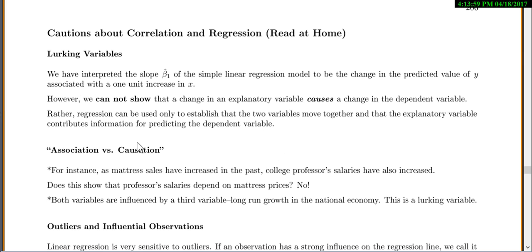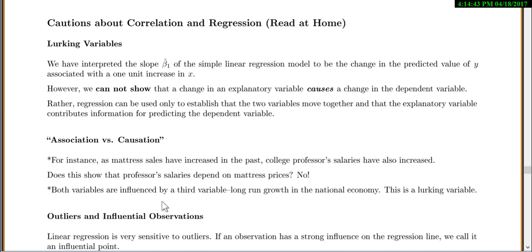So for instance, we have this called association versus causation. For instance, as mattress sales have increased in the past, college professor salaries have also increased. Now, does this show that professor salaries depend on mattress prices, or increasing a mattress price causes a college professor salary to go up? No, that would be silly. Both variables are influenced by a third variable, a lurking variable, which is long-run growth in the national economy. So this is just our lurking variable. So just because we have a nice association, even if our points are really close in line, it doesn't mean that x is causing a change in y. It just means that they're related. Now, sometimes there is actually x causes a change in y, but in many situations, it doesn't. They're just related.